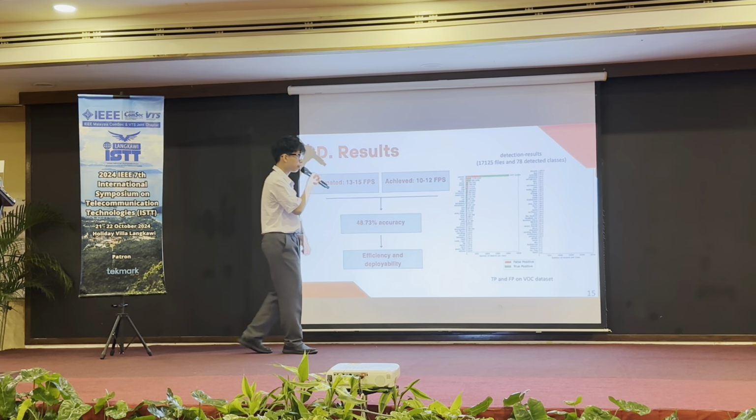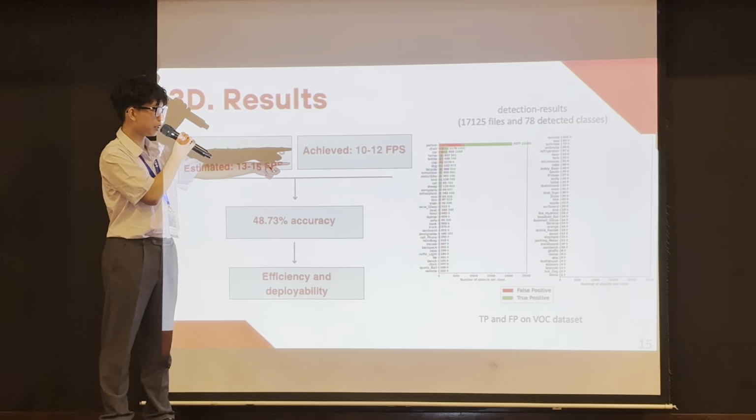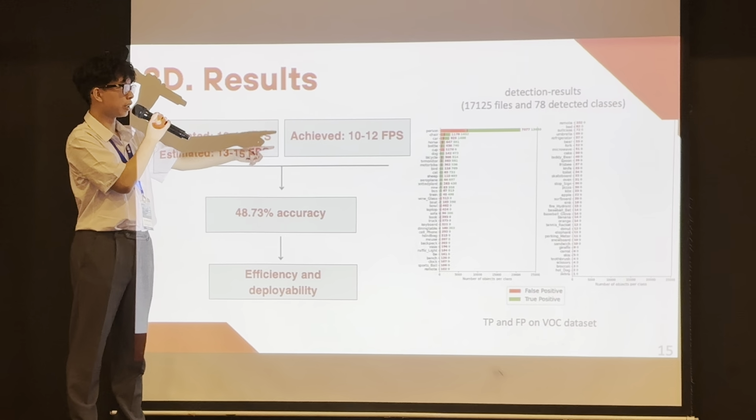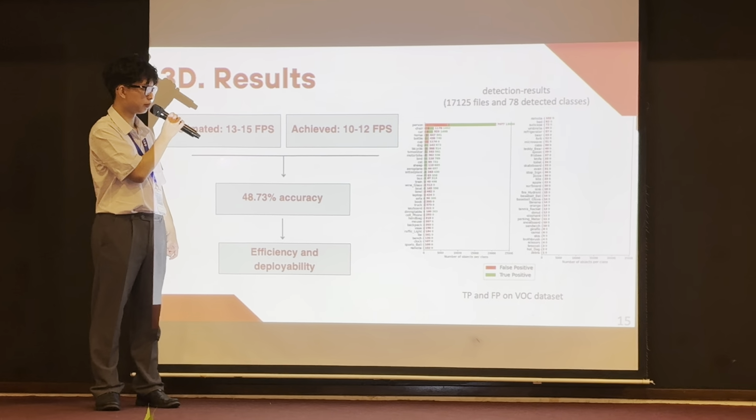And this graph is used to calculate precision. We see false and true positives across different categories, and indeed there is a large amount of false positives in detected classes.